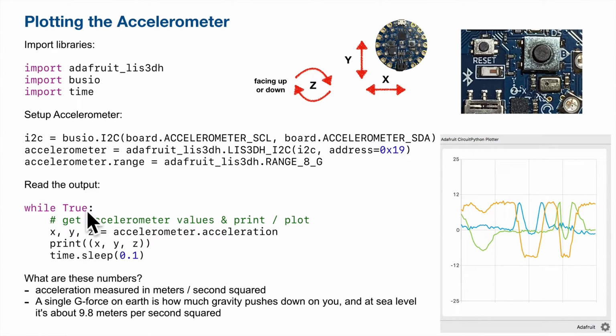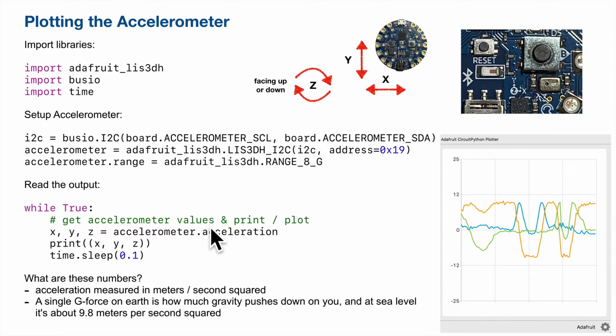Now down here is what we're going to do in our while true loop. We're simply going to refer to the accelerometer that we set up here, and we're going to get the dot acceleration property. That's going to return the 3 values, x, y, and z. Once we have them, we're going to put them inside of a tuple. Remember, that's inside of parentheses. And then by saying print, which needs another set of parentheses, the tuple is going to be printed here, and that will show it in the serial monitor, but it will also show it in the plotter.